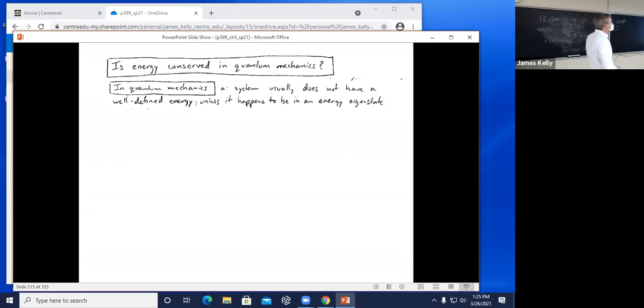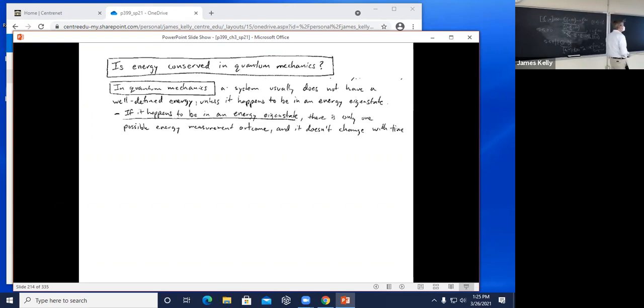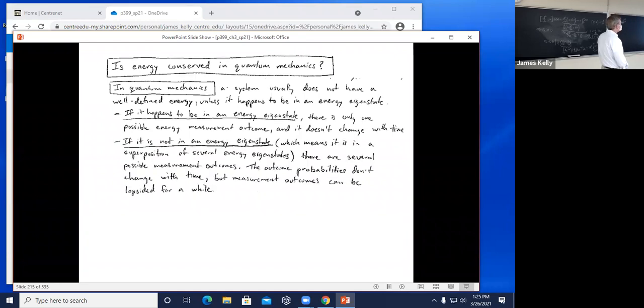In quantum mechanics, that's not true generically. A system usually doesn't have a well-defined energy, unless it happens to be in an energy eigenstate. But generically, it's going to be in a linear combination of energy eigenstates. Now, if it happens to be in an energy eigenstate, there's only one possible energy measurement outcome, and that doesn't change with time. So in that case, we would say, oh yeah, it's just like the classical case. There's only one possible energy you're going to measure when you measure energy, and it's not going to change as time goes on. So that seems to be the same thing.